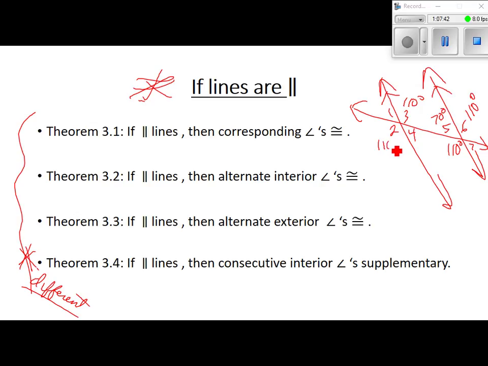110. It's corresponding angle with this 110. If you smash them together, they'd lay on top of each other. They have to be congruent. Give me another one. Angle 1, what's it? 70. Give me another one. 70. Give me another one. 70. You find all those angles, knowing one measure.